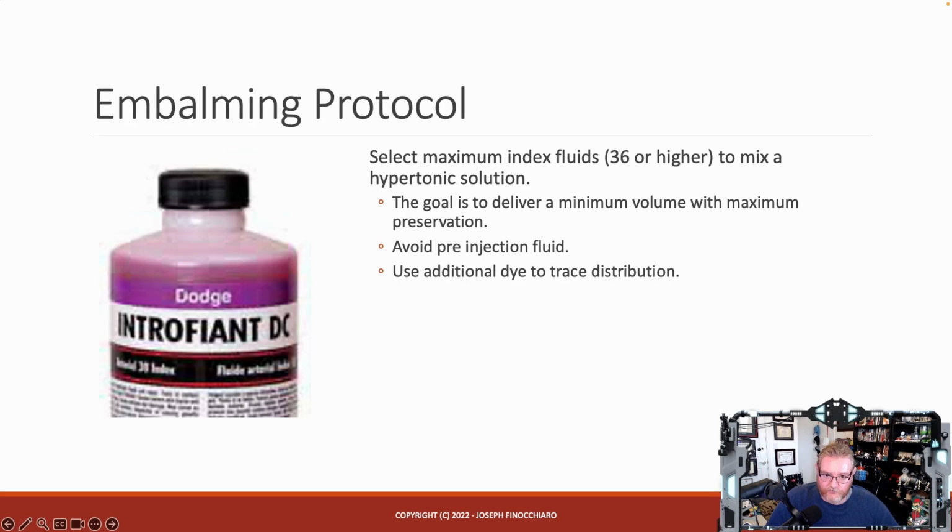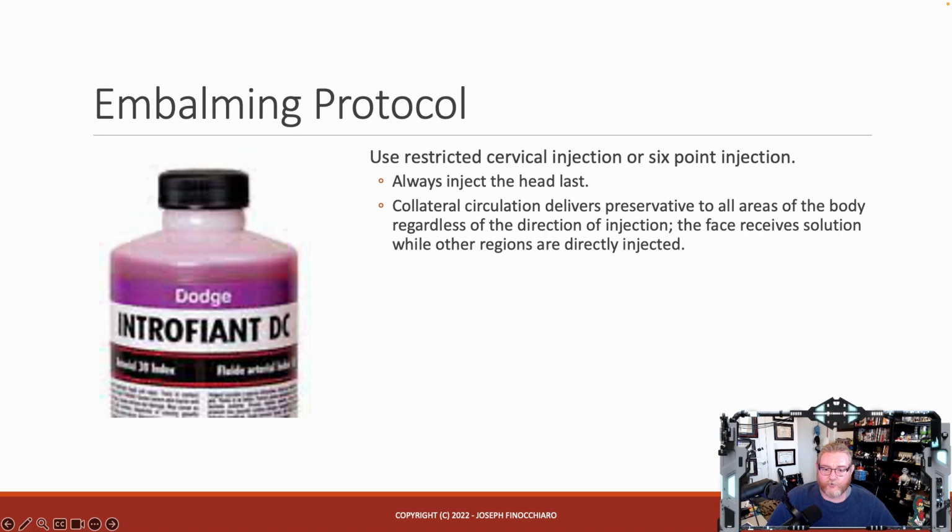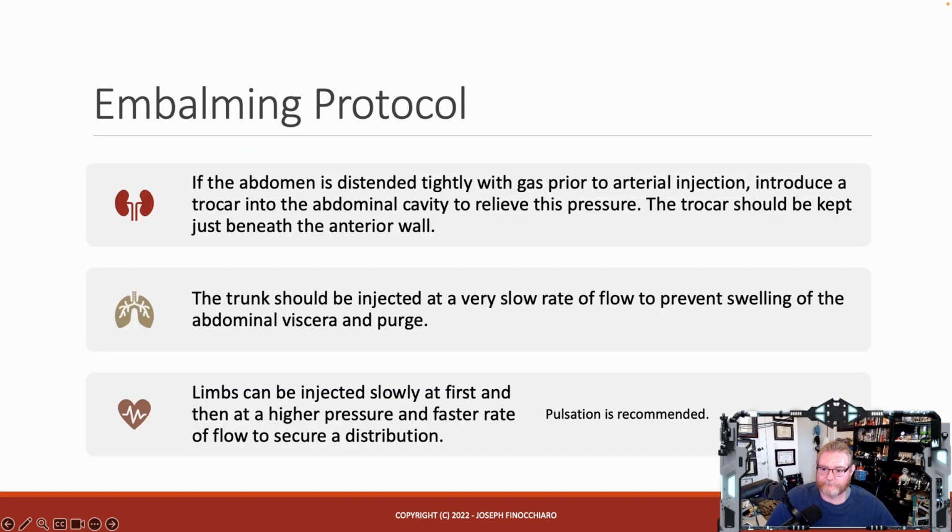Avoid pre-injection fluid. If you are going to flush the body of blood discolorations, you should be using a milder preservative fluid to do that, and then increase the index to meet preservative demand, and use additional dye to trace distribution. Use restricted cervical or 6-point injection, and always inject the head last. Collateral circulation delivers preservative to all areas of the body regardless of the direction of injection. The face receives solution while other regions are directly injected.